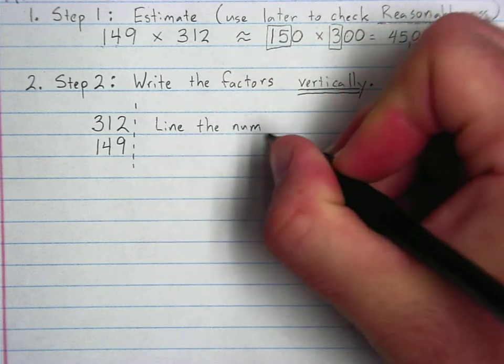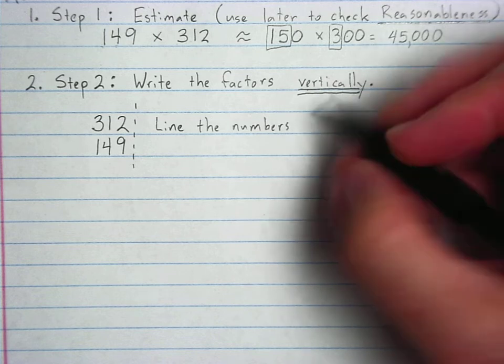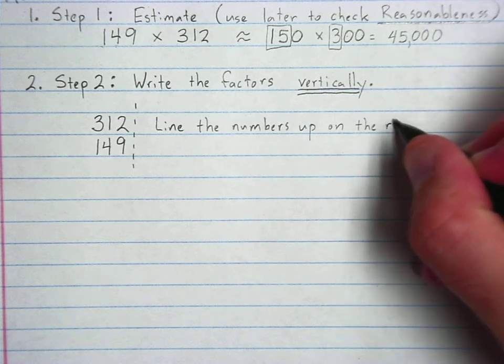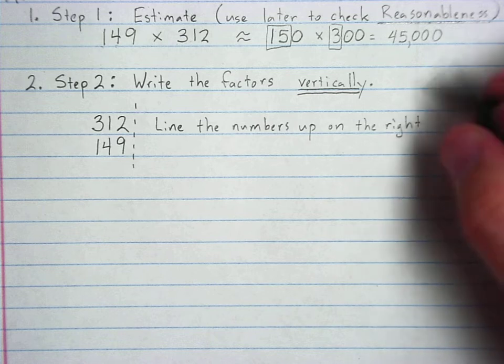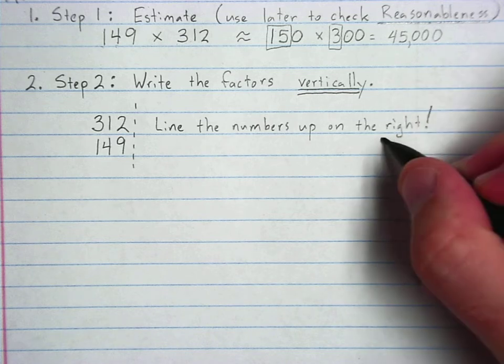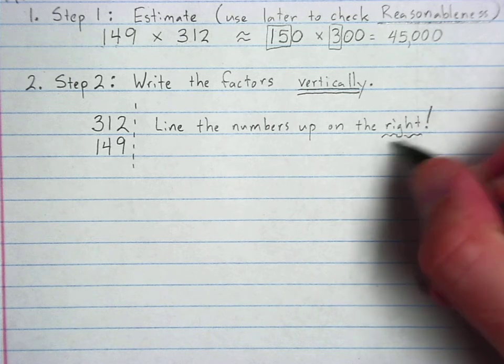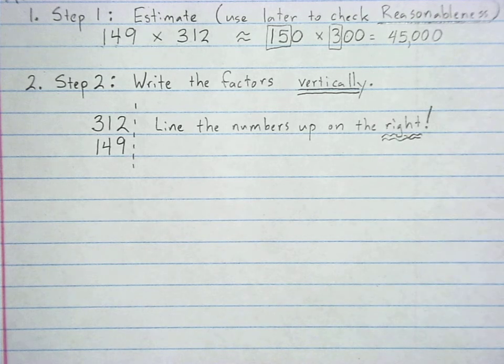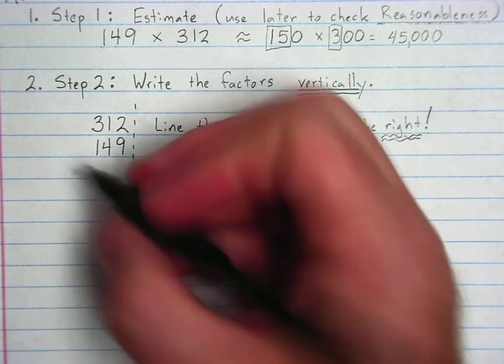Line the numbers up on the right. This will become even more important once decimals get thrown into the mix, because we spent so much time trying to line up decimals, but with multiplication we don't have to do that anymore. We line everything up on the right. And in that case, it won't even be the ones place. It'll be who knows. But as usual, I'm getting ahead of myself.